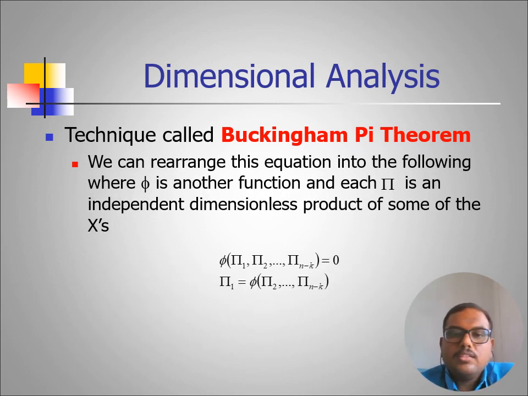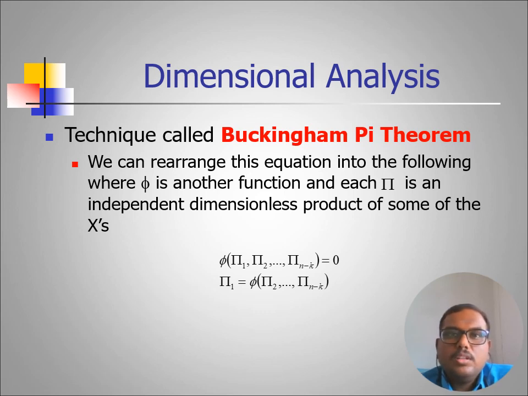So we can arrange this equation into the following, where phi is another function and each pi term is an independent dimensionless product. This Buckingham Pi theorem states that pi is a dimensionless group. So it has a dimension of M power 0, L power 0 and T power 0. It is a dimensionless number. There is no unit for these pi terms. We arrange them by selecting repeating variables.